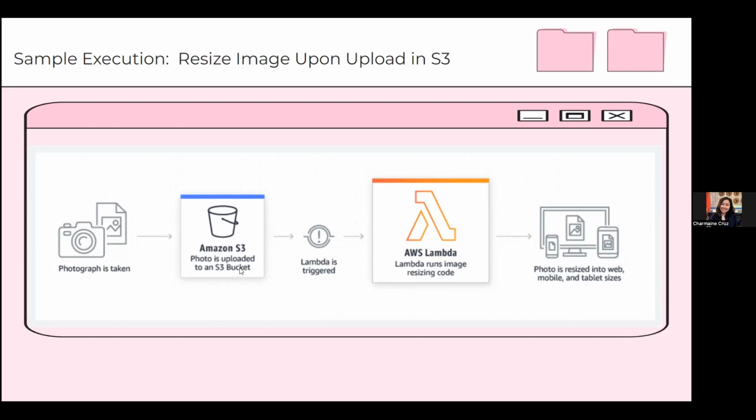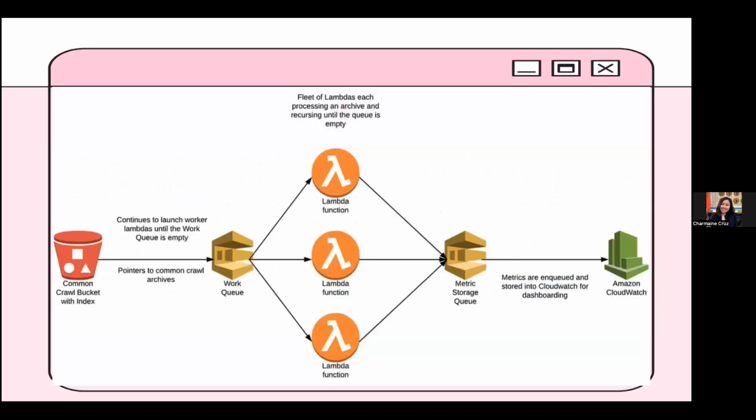Once the image is uploaded, Lambda will be triggered, and the Lambda function will run the code you have to resize the image. And once done, your next action is either to upload the new resized image to another S3 bucket, or you could log in DynamoDB that the new URL for the image is this. So that's the whole process of Lambda. We're really about automation when it comes to Lambda functions.